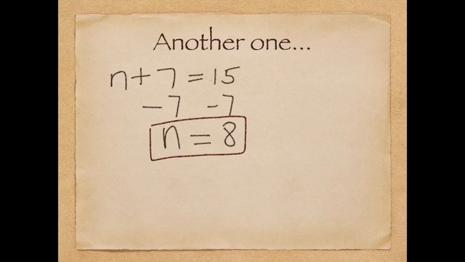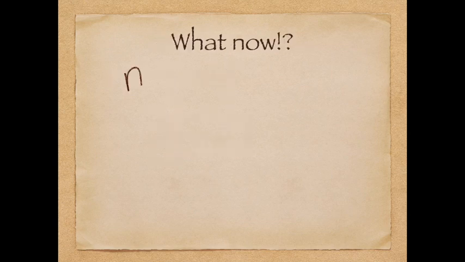And you can check that again. Is 8 plus 7 15? Yes, it is. 8 plus 7 is 15. And therefore, that's how we know we're correct. All right. Let's try this one. I have n minus 6 equals 14.